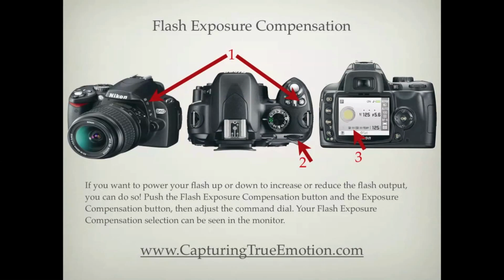If you want to power your flash up or down to increase or reduce flash output, you can do so. Push the Flash Exposure Compensation button and the Exposure Compensation button. Then adjust the command dial. Your Flash Exposure Compensation selection can be seen in the monitor.